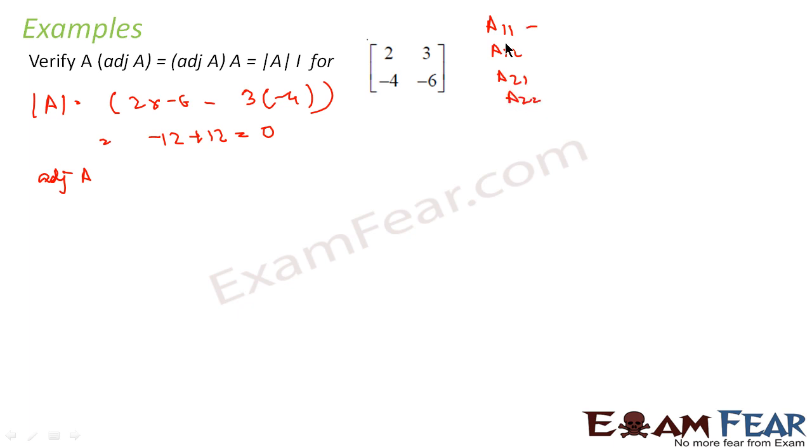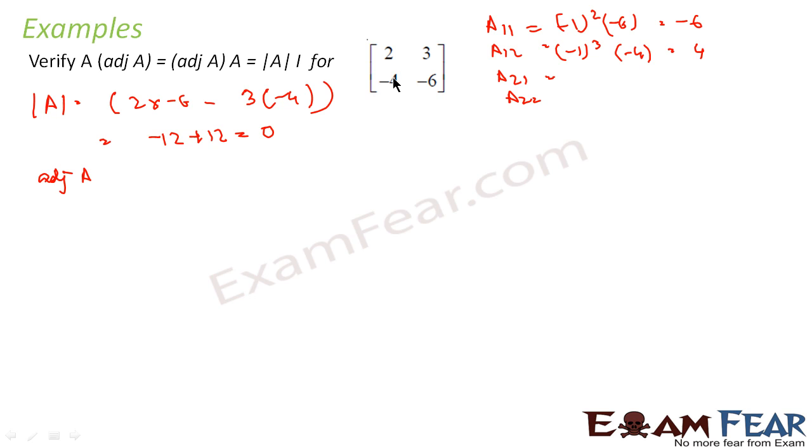So let's find cofactor A11, which is nothing but minus 1 to the power 1 plus 1, 2 into, if you take A11, you cancel this guy, you are left with minus 6 into minus 6, and that is nothing but minus 6. Similarly, A12 is nothing but minus 1 to the power 3 into, you take this guy, cancel row 1, column 1, you are left with minus 4. So minus 4 into minus 1, that is 4.